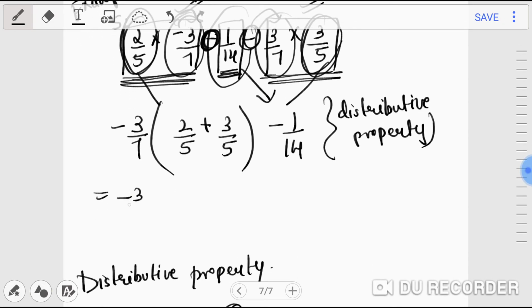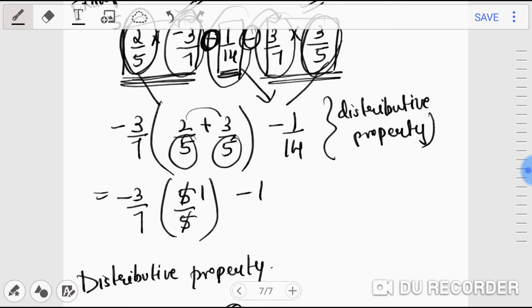You have to solve this. Because you have the same denominator, you will add the numerators. So that will be 5 upon 5 and that will make 1 minus 1 upon 14. So that will be minus 3 upon 7 minus 1 upon 14. My dear kids, you have to take the LCM.